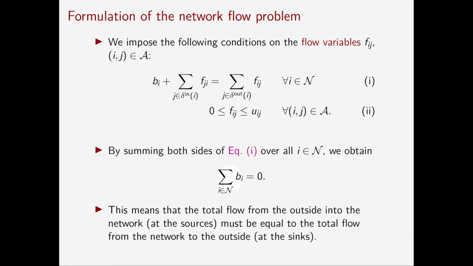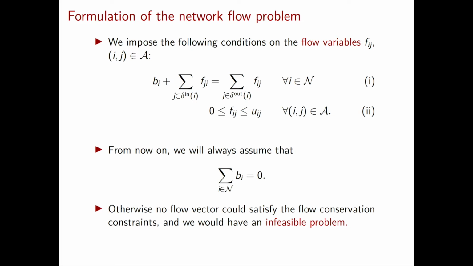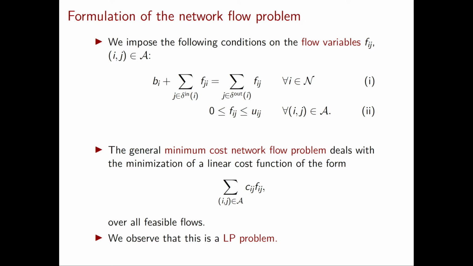So what does it mean that the sum of all the supplies is equal to 0? This means that the total flow from the outside into the network must be equal to the total flow from the network to the outside. From now on, we will always assume that the sum of all the given supplies is equal to 0. The reason we do that is because, as we've just observed, if we don't, then we would have an infeasible problem. Now that we've fully understood the constraints of our network flow problem, we can introduce the objective function.